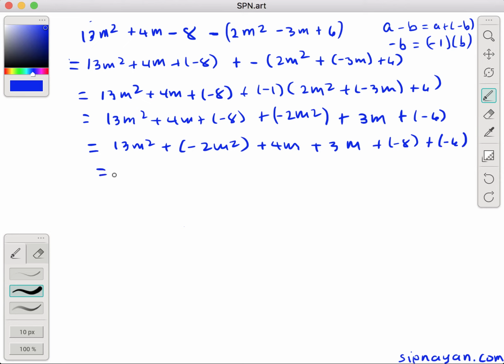Okay? So 13m squared plus negative 2m squared. 13 plus negative 2 is 11. M squared. And then yung 4m tsaka 3m. This is 7m. And then plus negative 8 plus negative 6 is negative 14. So, final answer, convert na natin to sa plus, yung plus negative dito sa subtraction. So, 11m squared plus 7m minus 14.